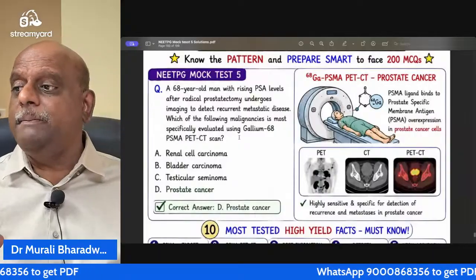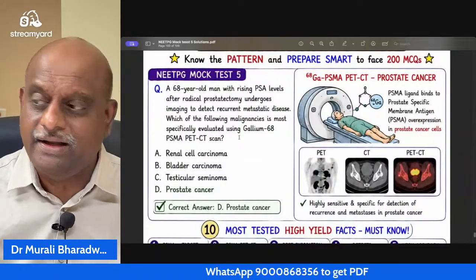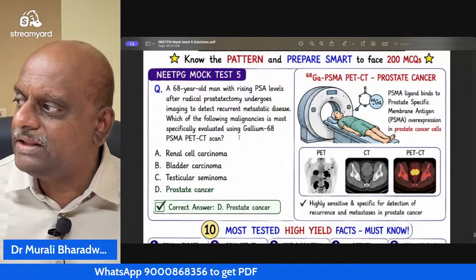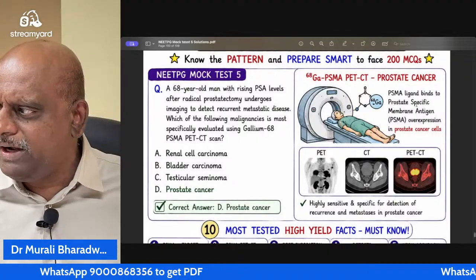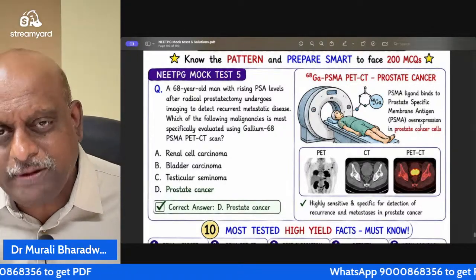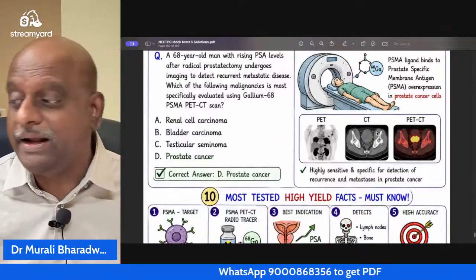68-year-old with rising PSA. Typically, where do you do a gallium-68 PSMA PET CT scan? It is prostate cancer. The PSMA ligand binds with the prostate-specific membrane antigen, which is overexpressed in the prostatic cancer cells, and it is highly sensitive and highly specific.